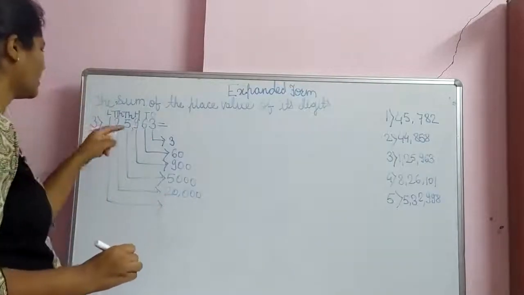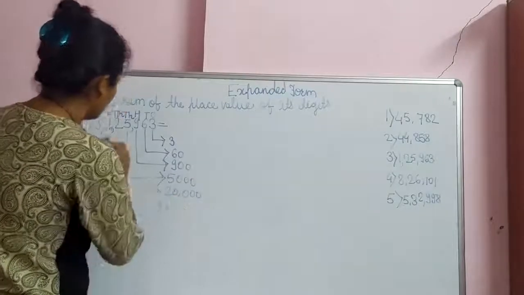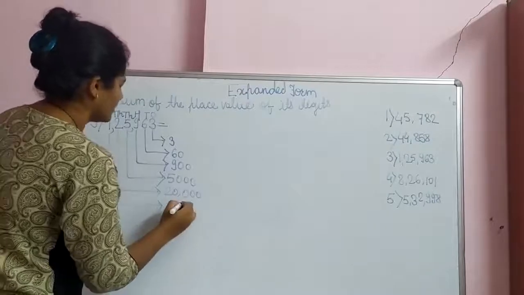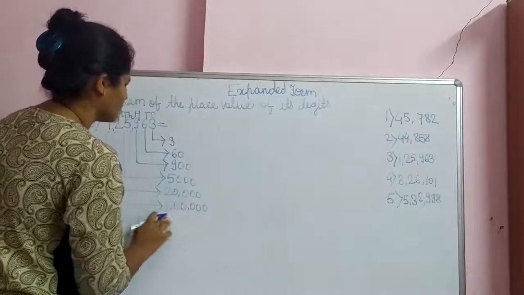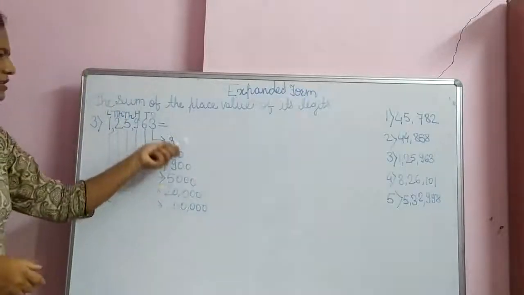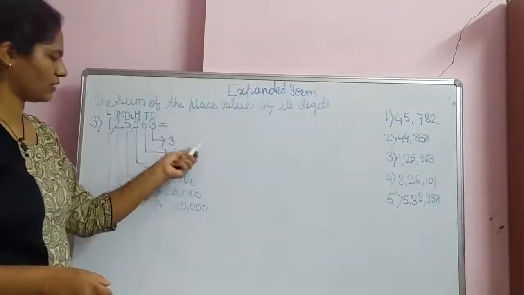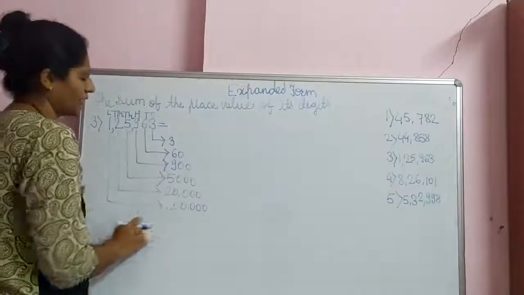How many digit number is it? It is a 6-digit number. So 1 is the lakh, then 1,000, 10,000. Okay, so this is the 1 lakh. By seeing this, these are the place value of each digit. So now we make a sum of all these digits. We start from the greatest number.